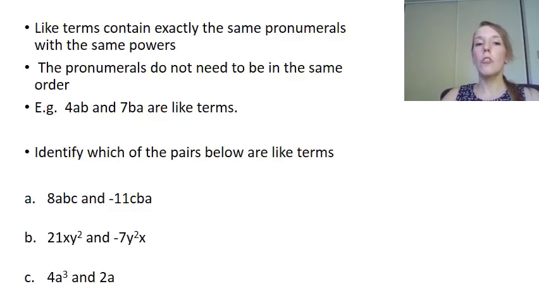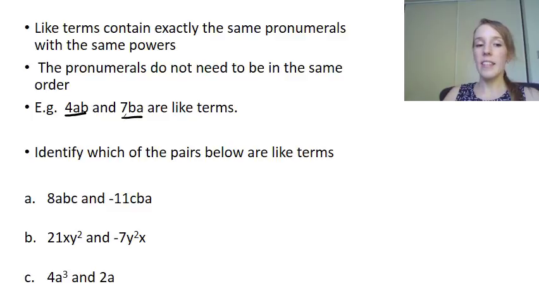So the pronumerals do not need to be in the same order for them to be like terms. For instance, 4ab and 7ba are like terms. The reason they're like terms is because they have the same pronumerals, so they've both got an a and they've both got a b, with the same power, so neither of them are raised to a power. So here we've got some examples. Identify which of the pairs below are like terms.